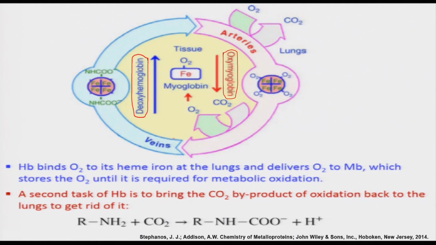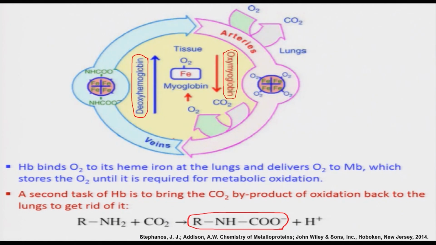Now, this deoxyhemoglobin takes carbon dioxide, which is released in tissue out of respiration, and converts to carbamate on some of its amino groups. As you can see, this amine plus carbon dioxide gives the carbamate and releases a proton. So, this is the cycle happening all the time in our body. Hemoglobin binds oxygen to its heme iron at the lungs and delivers oxygen to myoglobin, which stores oxygen until it is required for metabolic oxidation.